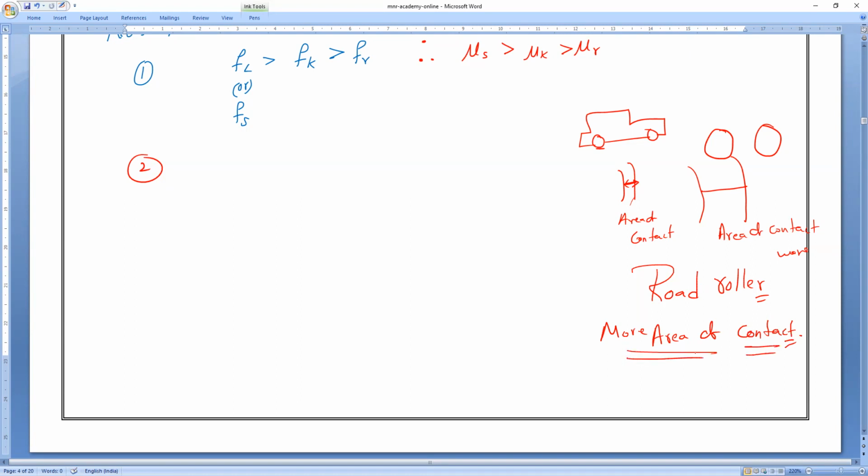Rolling friction increases or decreases? Everybody? Of course, rolling friction is the least, less than all other frictions, but rolling friction also varies. How? Based upon what does rolling friction increase? It increases with increase in area of contact. Is it okay, guys? All of you?